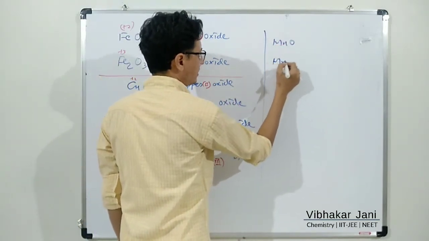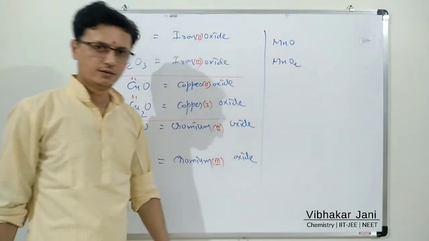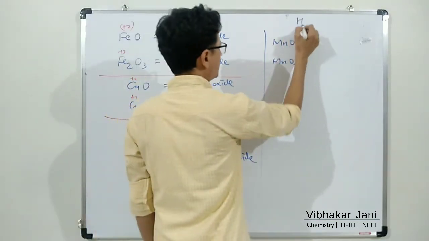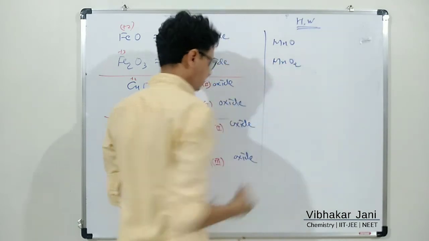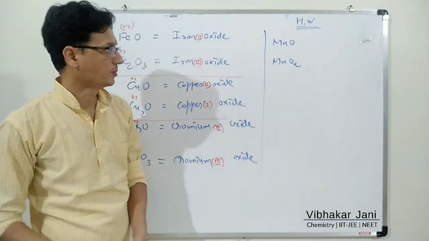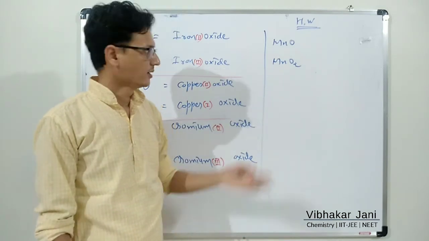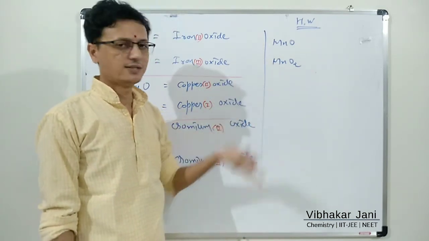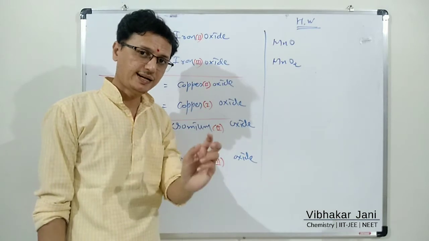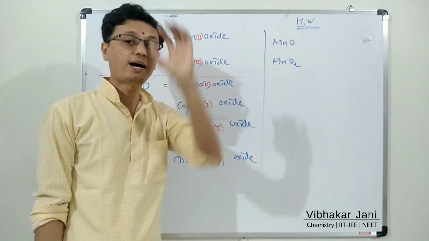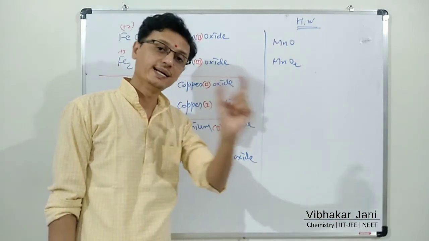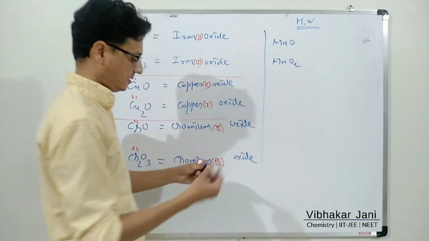MnO. Now let me give you this in your homework. This is your homework. You have to write the name of this compound. Manganese and oxygen. All you have to do is to count the oxidation state of manganese. Just indicate the oxidation state in Roman figure after writing the word manganese. As simple as that.